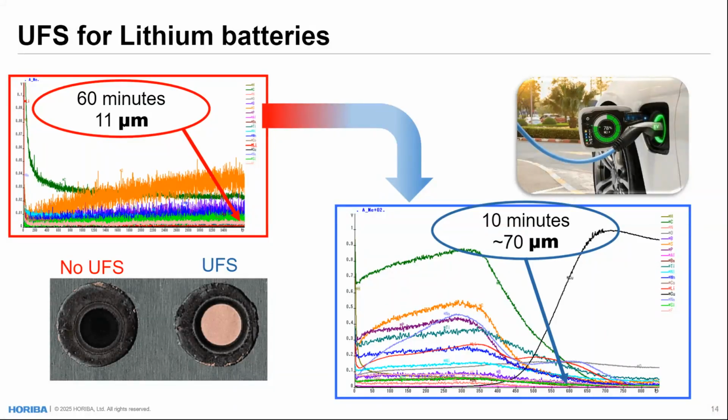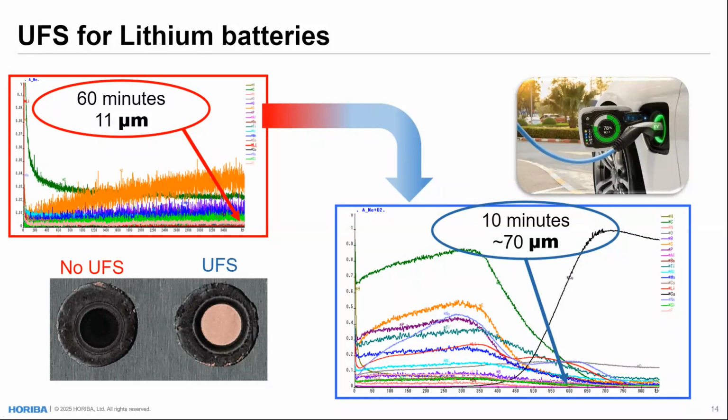This is another feature which is patented for HORIBA. We call it UFS, which stands for ultra fast sputtering, and with this feature we can go up to 100, 110 microns in 10, 20 minutes. This technique not only makes our measurement faster, but also makes our crater better.